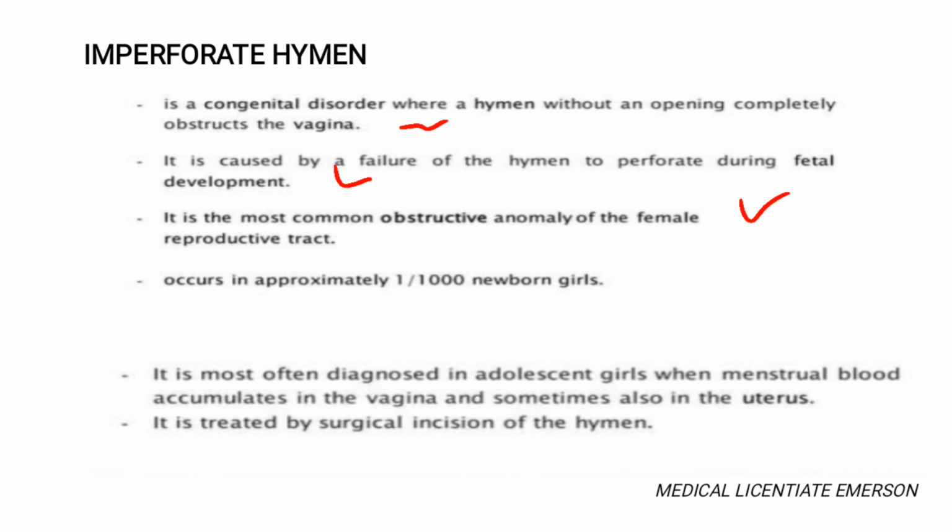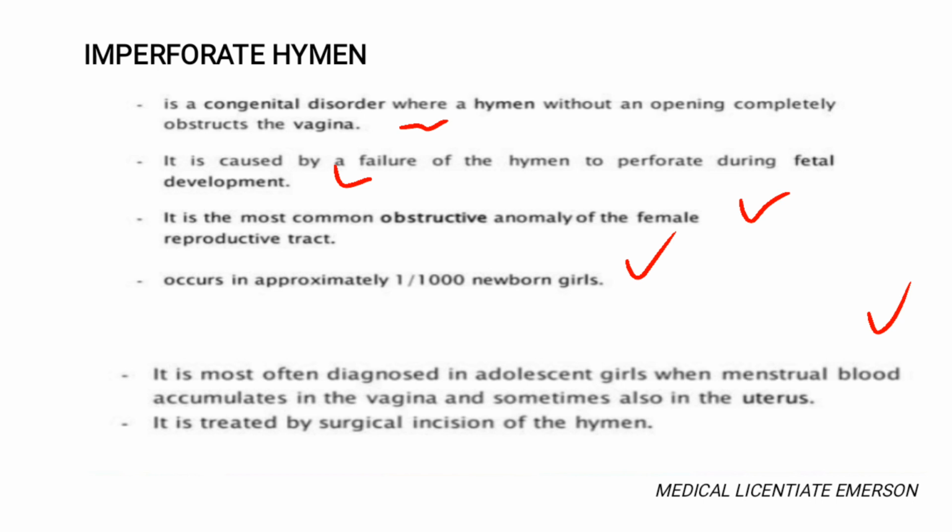It occurs in approximately 1 out of 1,000 newborn girls. It is most often diagnosed in adolescent girls when menstrual blood accumulates in the vagina and sometimes also in the uterus.